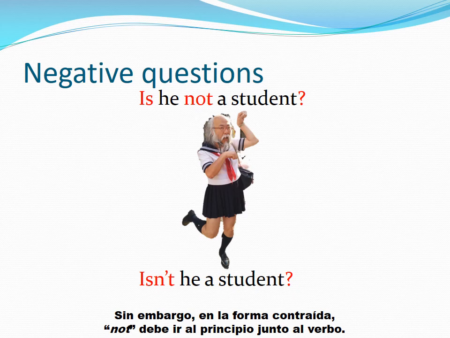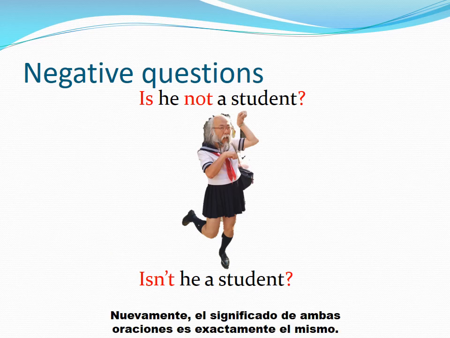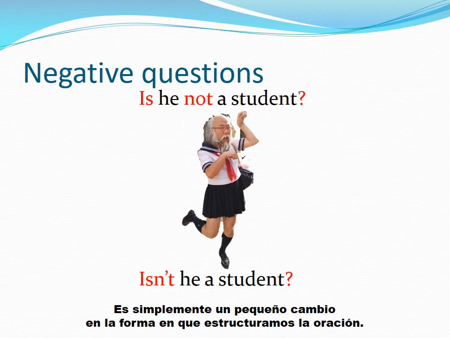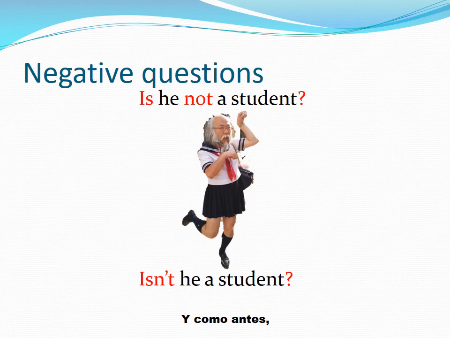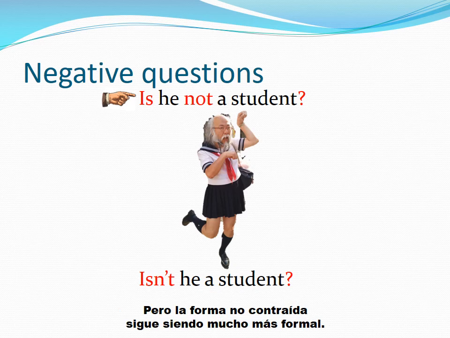However, in the contracted version, not must go at the beginning with the verb to be. For example, isn't he a student? Again, the meaning of both of these sentences is exactly the same. It's just a slight change in the way we form the sentence. And like before, this contracted form is much more common in spoken English. But the not contracted form is still much more formal.